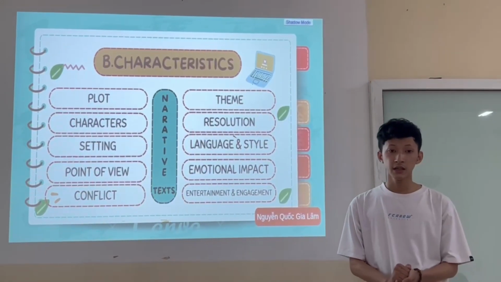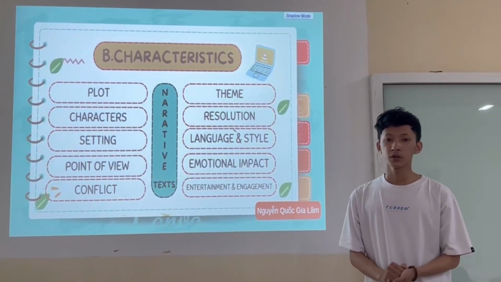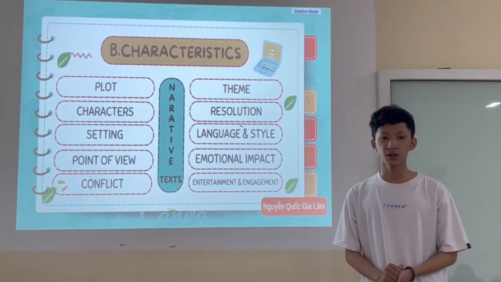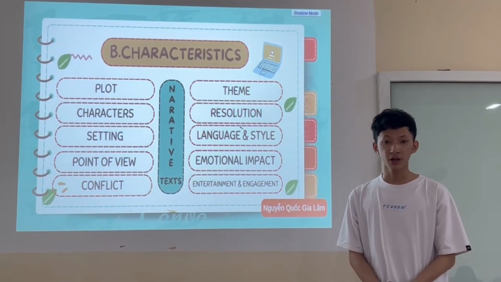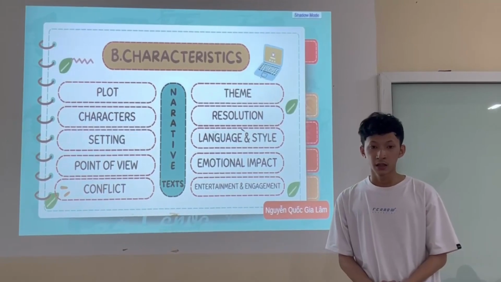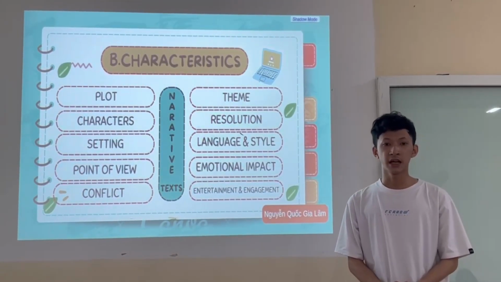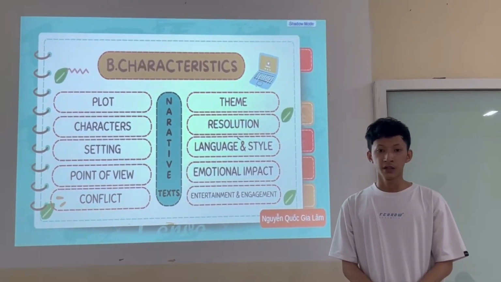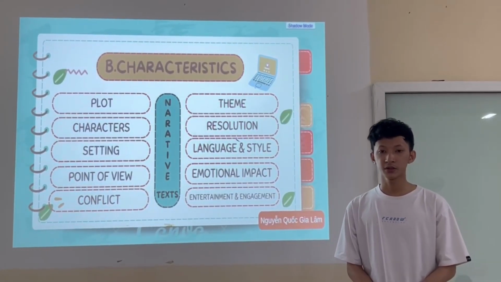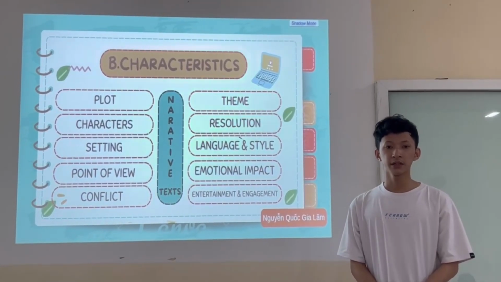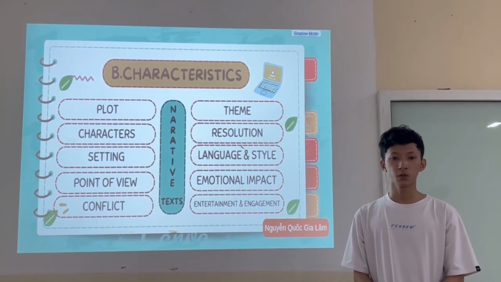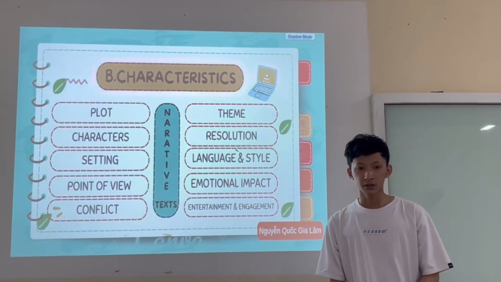And the next is emotional impact. Good narrative text evokes emotions in the reader, whether it's joy, sadness, suspense, or empathy. And the last is entertainment and engagement. Ultimately, narrative texts aim to entertain and engage the reader, capturing their imagination and transporting them into the world of the story.